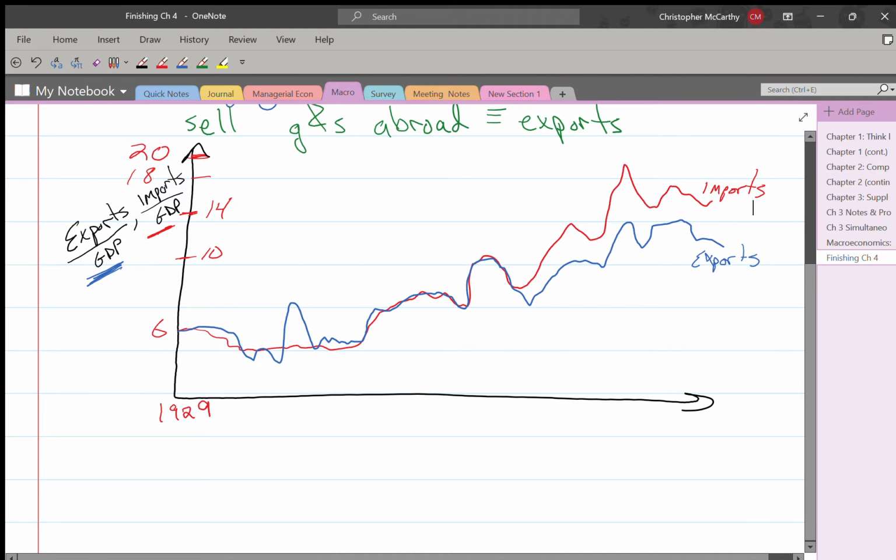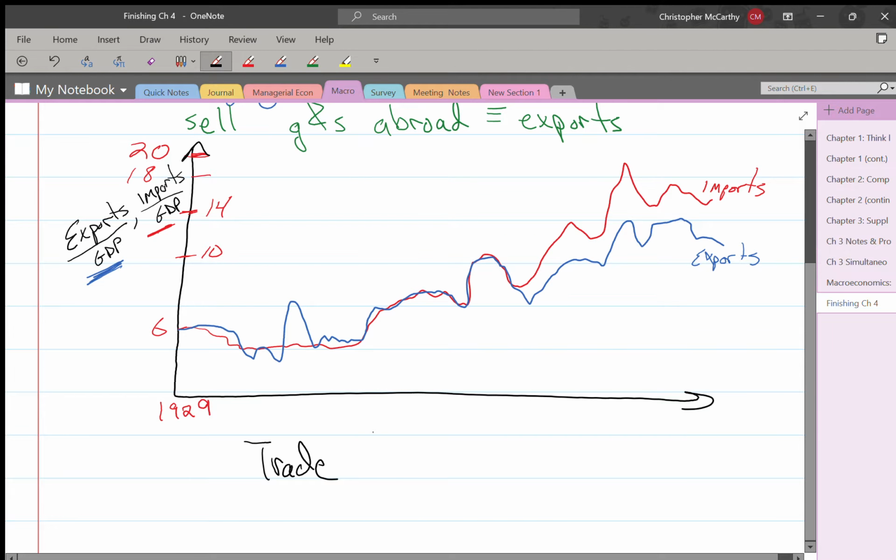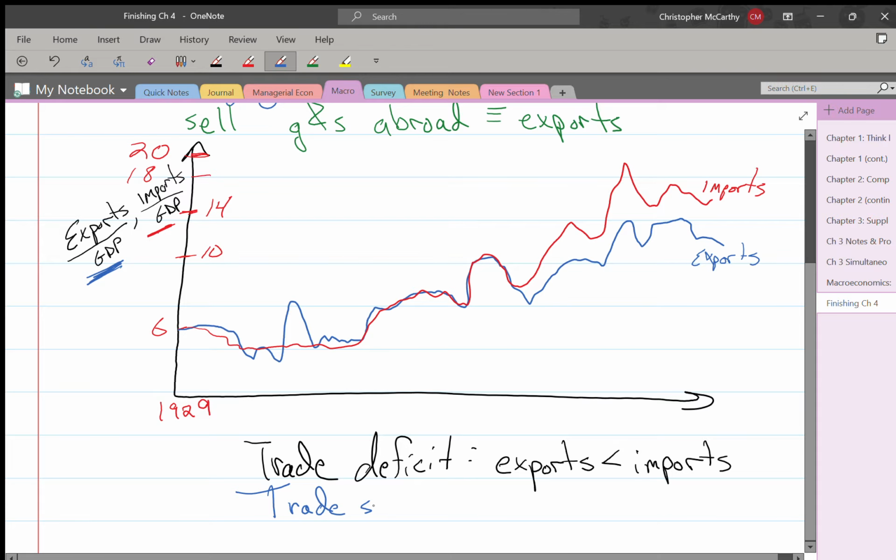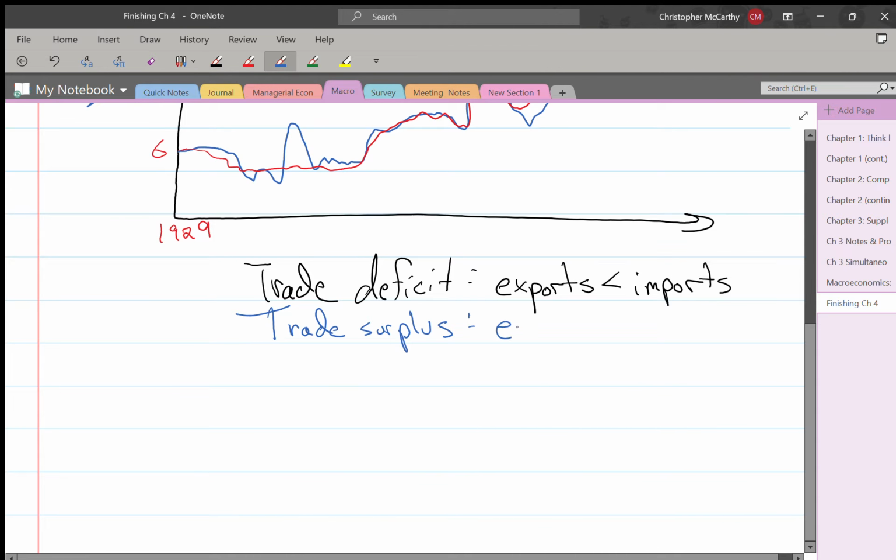So let's go ahead and put some definitions there. Trade deficit is when my exports are less than my imports. Trade surplus is the opposite, when my exports are greater than my imports.